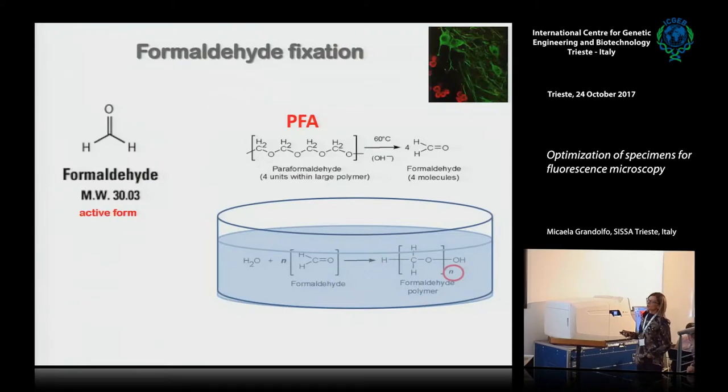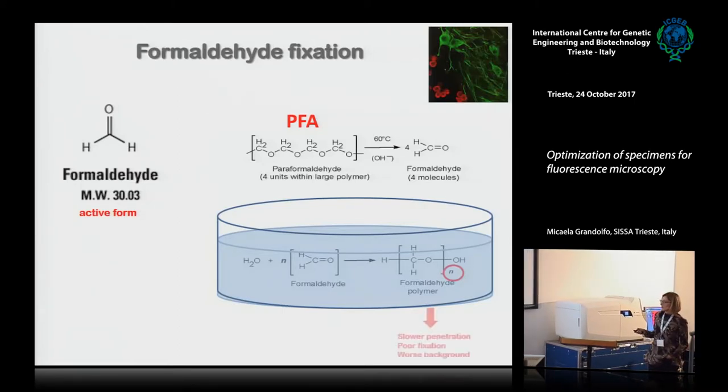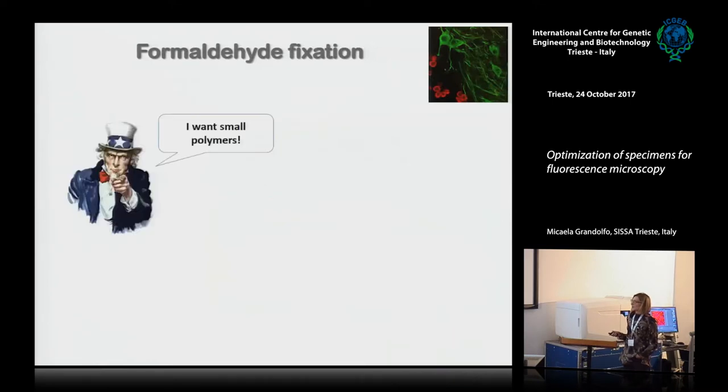The point is that in solution, unfortunately, the monomer tends to aggregate to recreate some polymer of higher weight, okay? And this happens during time. So the problem is that when you have a lot of polymer of higher molecular weight instead of the monomer, the penetration will be slower, you will have a poor fixation, and even a worse background. So you want small polymers, and to have small polymers, you have to prepare fresh PFA solution every time, okay? Do not use PFA solution that is ready and stays there for weeks or months.